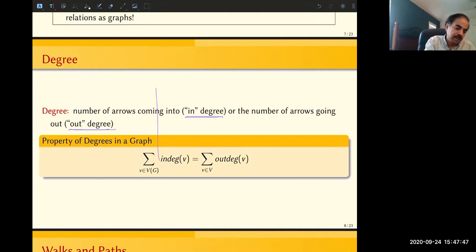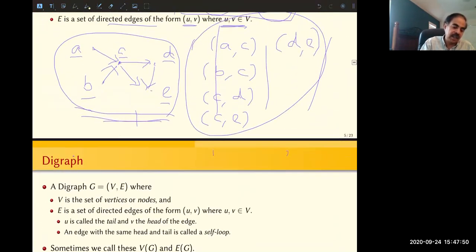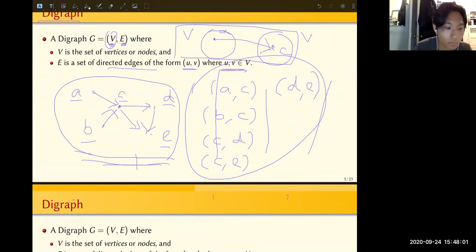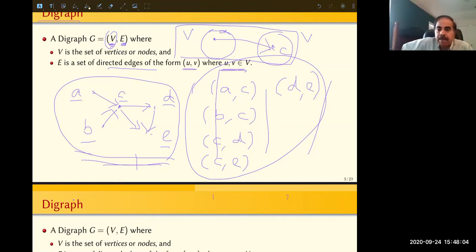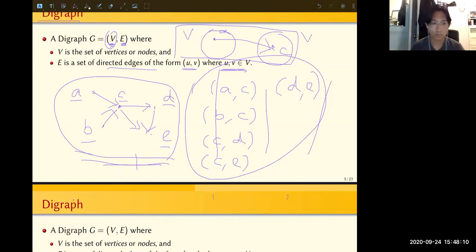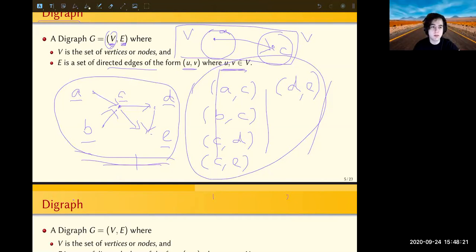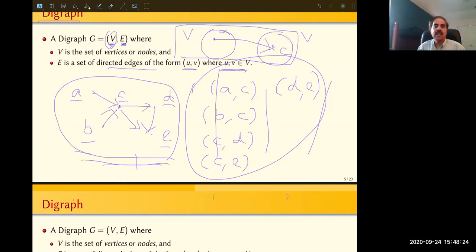Let's go back to this example graph. Can you tell me what is the in degree at vertex C? 2. Right. What about vertex A? 0. Right. There are 0 arrows coming into A, therefore the in degree is 0. What is the out degree of B? 1. Right, there is 1 arrow going out of B, so we say that B's out degree is 1.